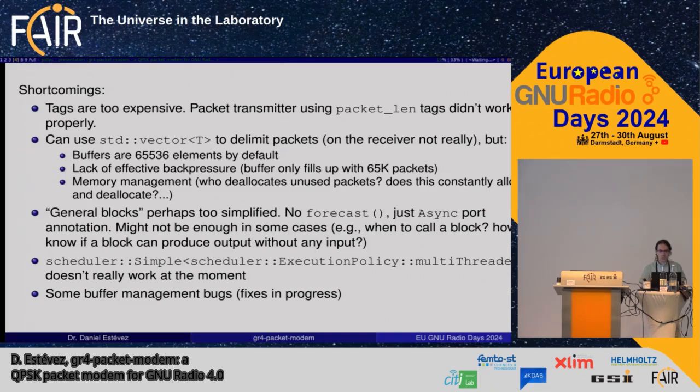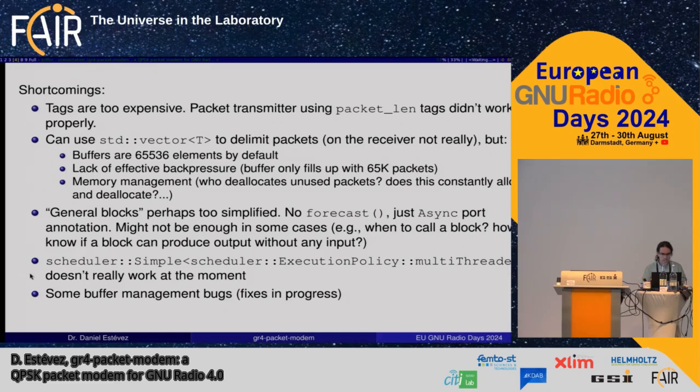Also general blocks. So there is no forecast function at the moment, and it is not foreseen. There is an async port, which means this port might do anything regarding resampling. And in most cases I've used it, it works, but it might not be enough in some cases, I think. Coming from gr3, there are some cases where forecast has been really important to make the block do exactly what I wanted, so I'm not really sure, especially when you have a block that sometimes can produce output without an input and sometimes cannot. So how do you communicate that to the scheduler?